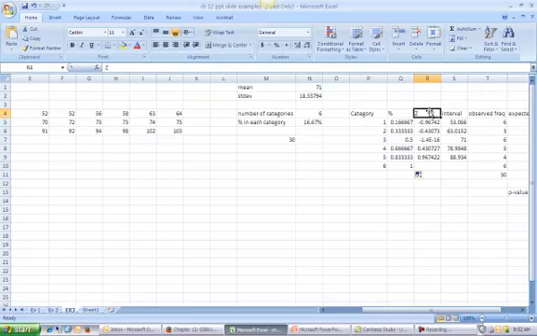So my next step is to calculate my corresponding z value. How do I get that? It's norm inverse of that percentage. That gives me the z value using the standard normal curve for 16%, then for 33%, then for 50%, then for 67%, then for 83%.